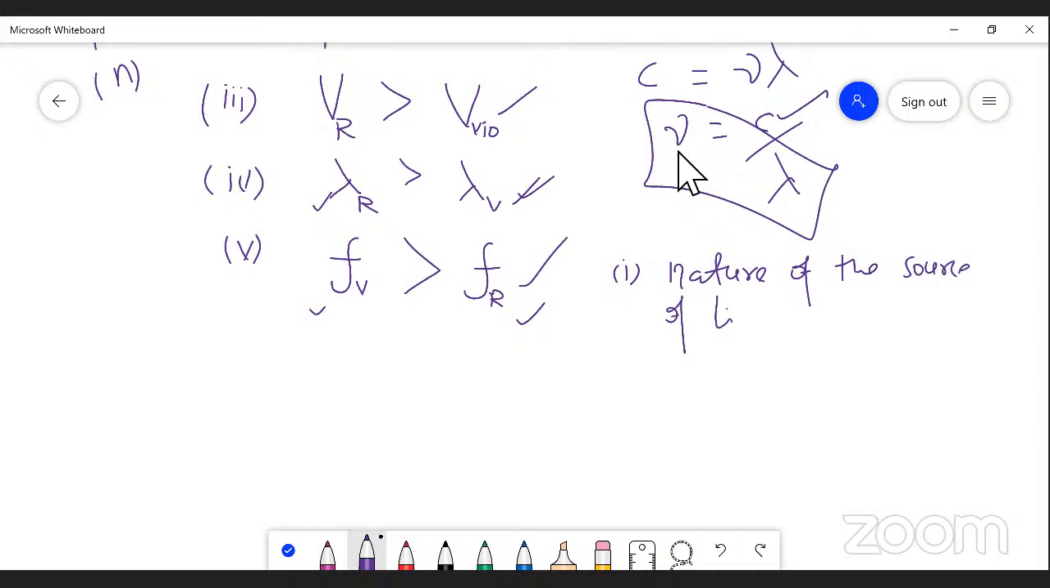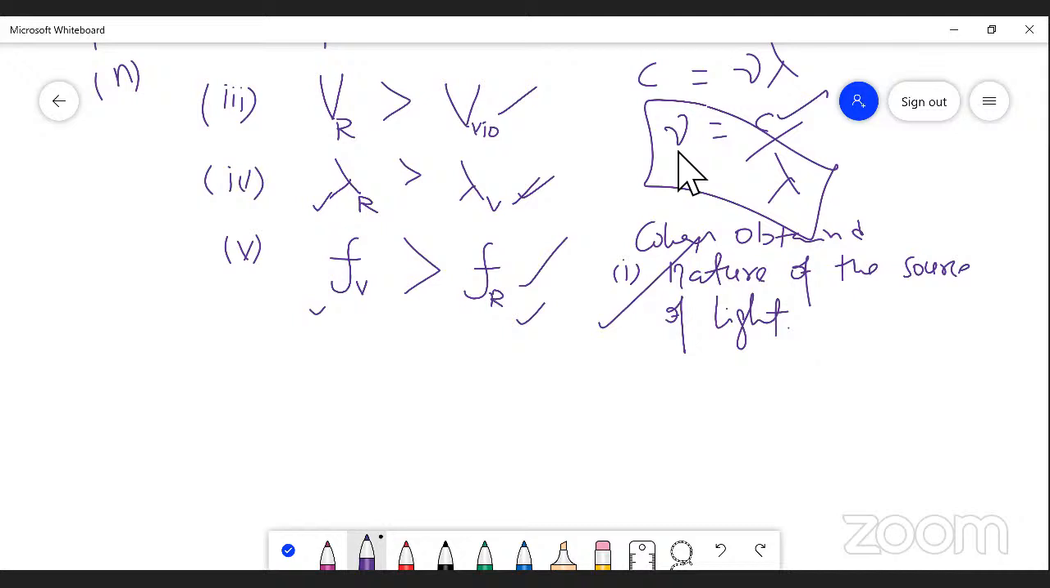Already I informed you about monochromatic light and polychromatic light. That's why the colors differ. If it is monochromatic light, only a single color, there is no dispersion. Polychromatic light undergoes dispersion, so the white light splits into colors. So the color obtained depends on the nature of the source of light, and each color of light is associated with a definite wavelength.